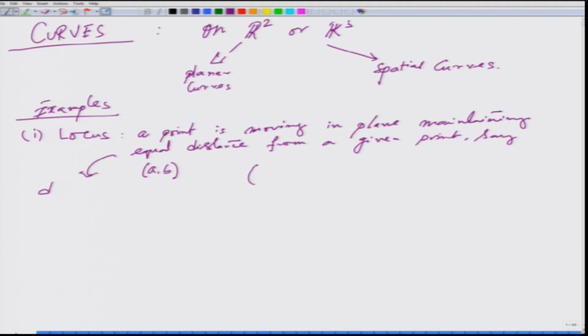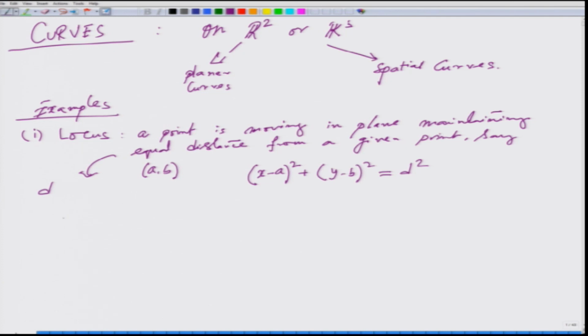This locus of the points will be a circle with center A, B and radius D. Now, often you say that it may not be the entire circle, the point may not move the entire circle, it is a part of the circle. So, the locus is a part of a circle. This is the first time you see examples of curves in coordinate geometry.